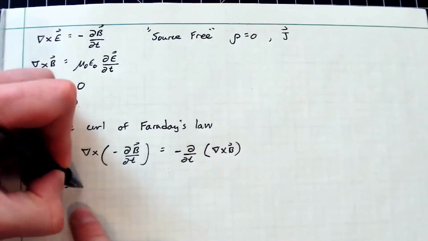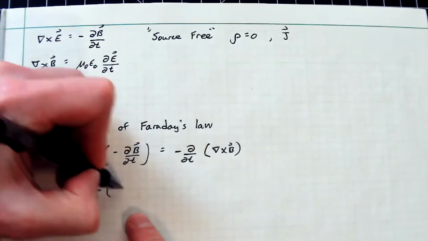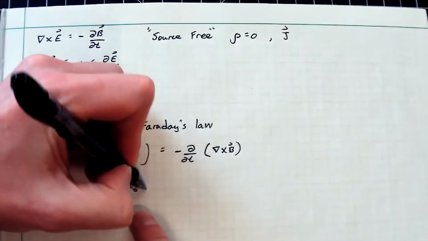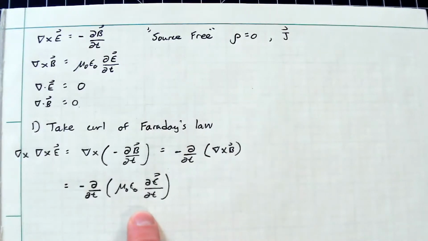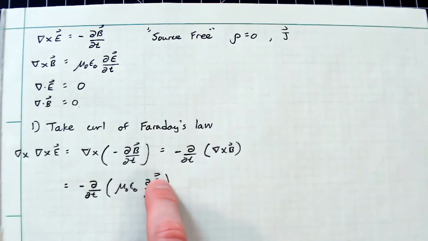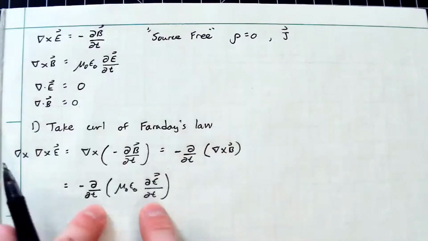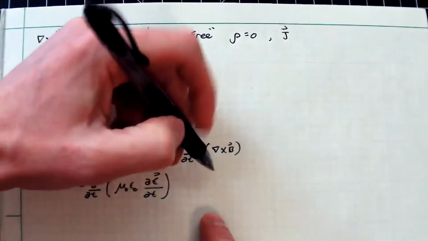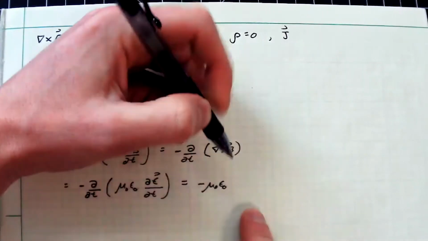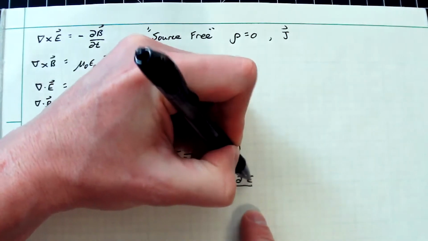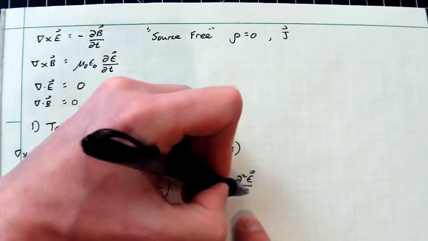So what you get is negative partial with respect to t of mu naught epsilon naught partial E with respect to t, just like so. Remember, every time you see the little arrow there, that means it's a vector. I hope I will be consistent with that. It's easy to forget. These are just constants, so we can combine them. Now I'm going to write this as negative mu naught epsilon naught times partial squared E with respect to t squared. So that's a little t there.